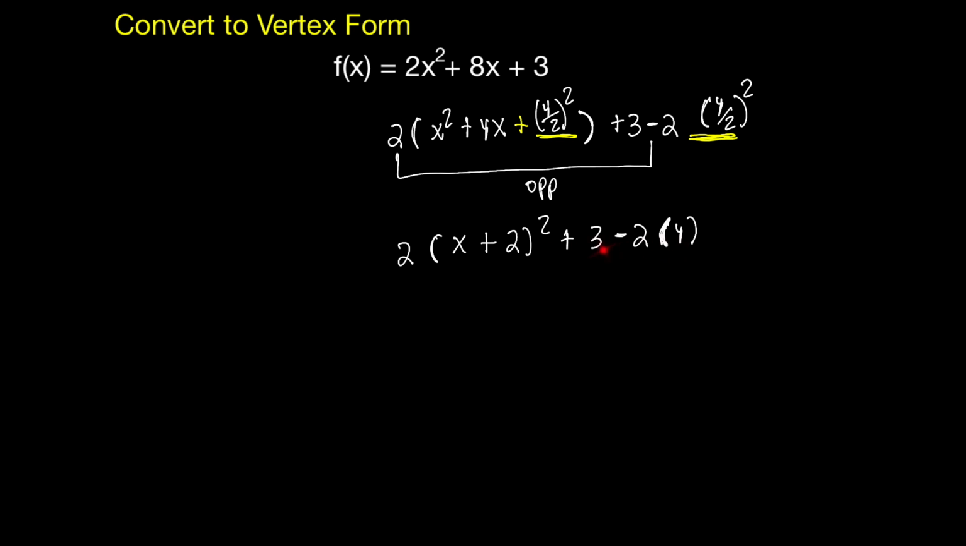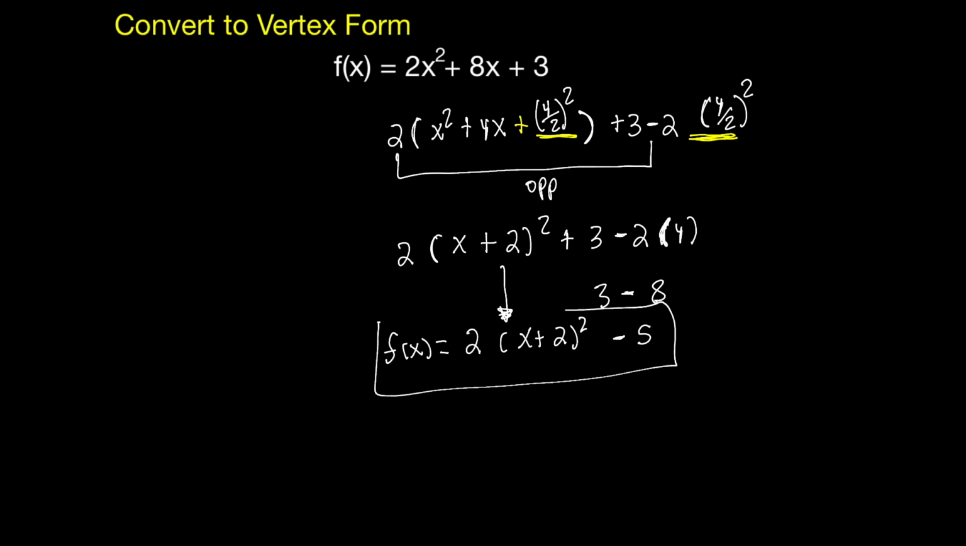And now we're going to combine the like terms here, so I'm going to work with the tail at the end. So we get 3 minus 2 times 4, which is 8, and then 3 minus 8 is negative 5. So now I'm going to bring this down to complete my vertex form. So my function is now 2 multiplied with x plus 2 squared minus 5.